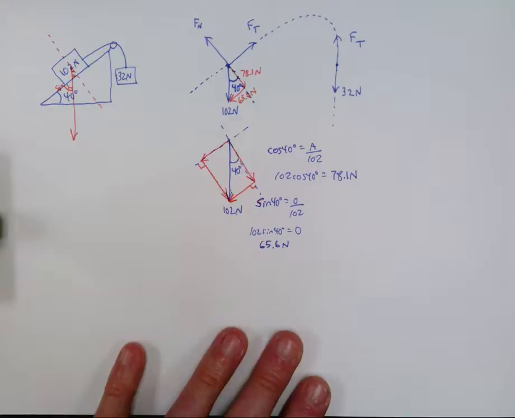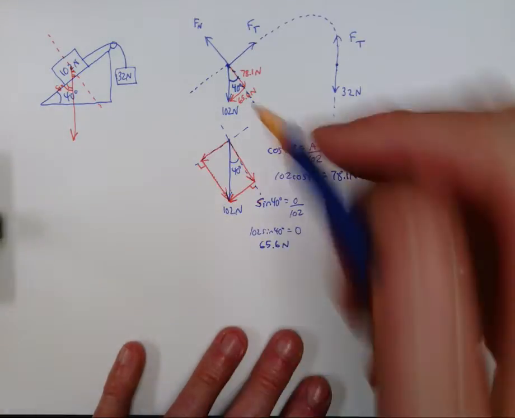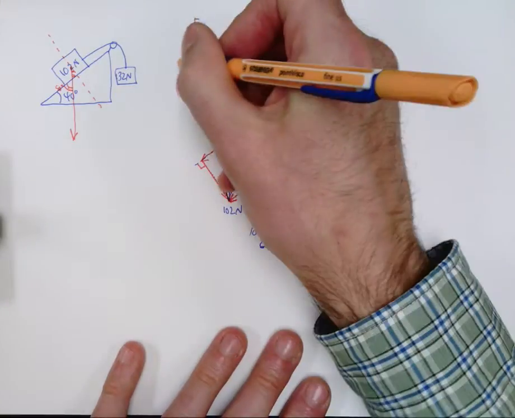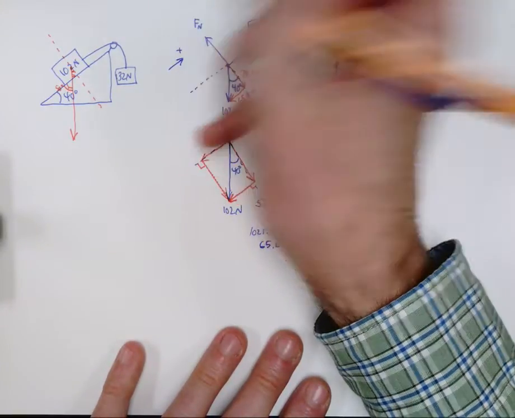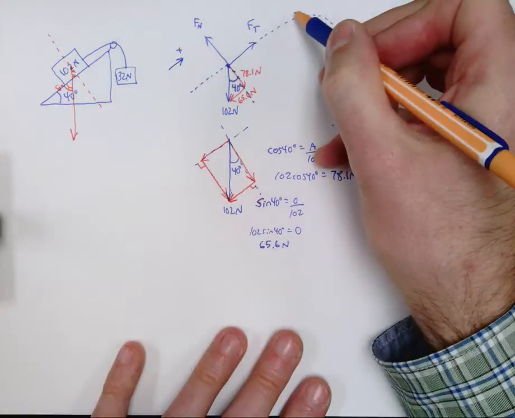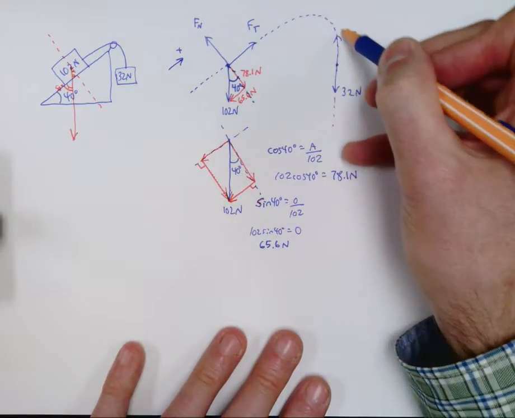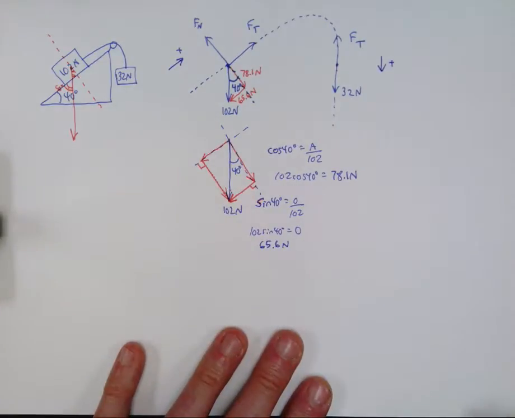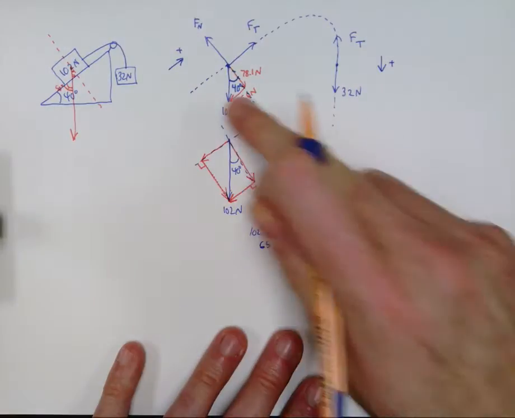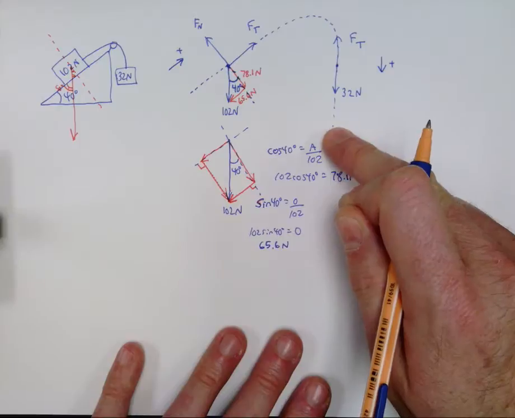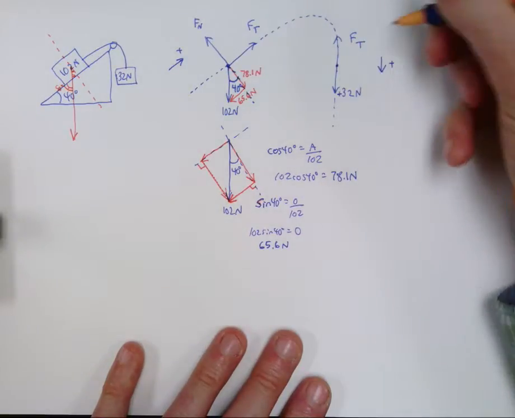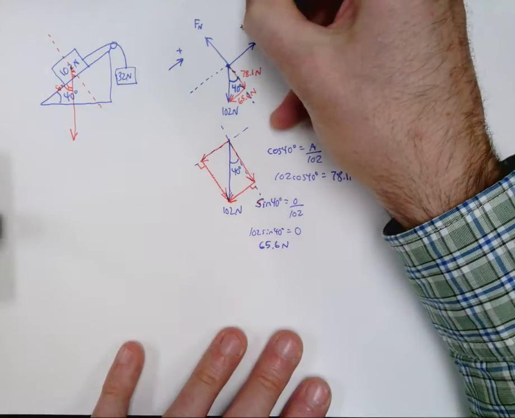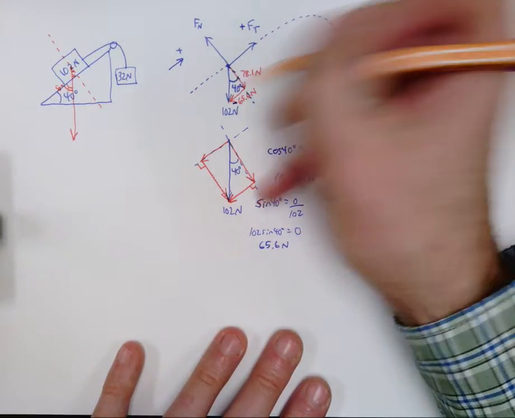Now in this problem, the textbook itself says choose up the incline as the positive direction. So over here, that's the positive direction. Up the incline is the positive direction. If we continue that around the pulley, that means that over here, downward is the positive direction. So that's just being consistent as to which way is positive. So that means that this force here is a positive force, and this force here is a negative force. This is a positive force. This is a negative force.